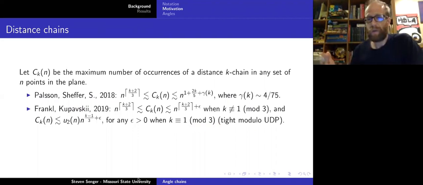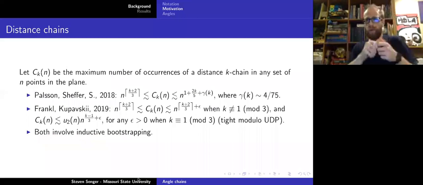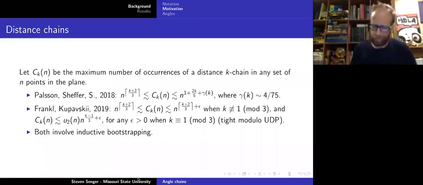That's going to be like the unit distance problem, which is when K is equal to 1. So anytime that K is congruent to 1 mod 3, we're going to have some sort of a loss. Again, I'm not too worried about these exponents for today's talk. I just want to give you concrete evidence that people have been studying this. There are results. Like I said, both are sort of inductive bootstrapping. You prove for a few small cases of K, and then you bootstrap.